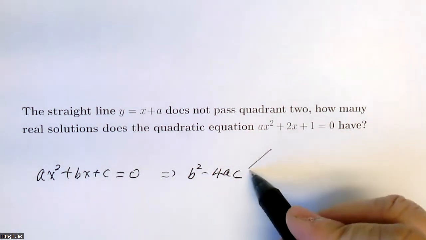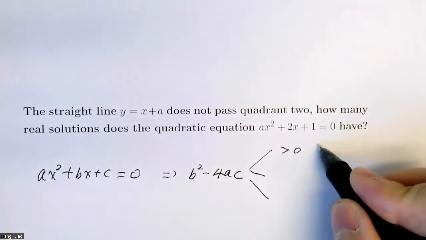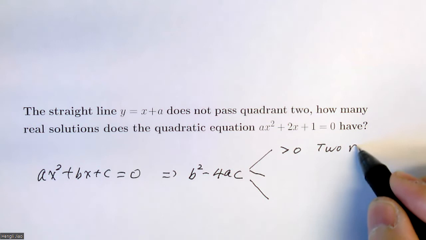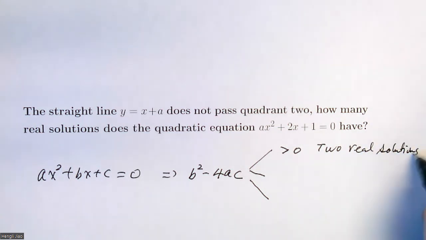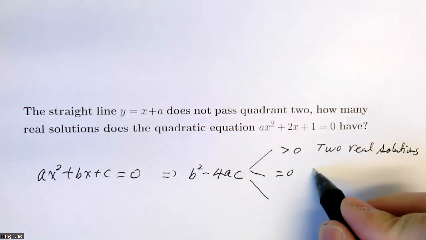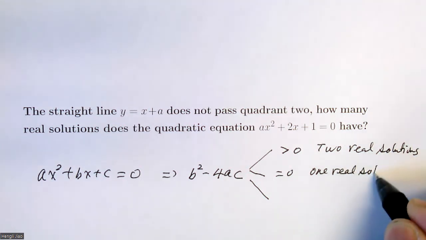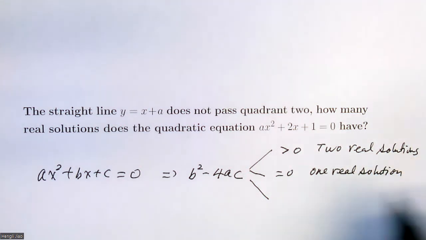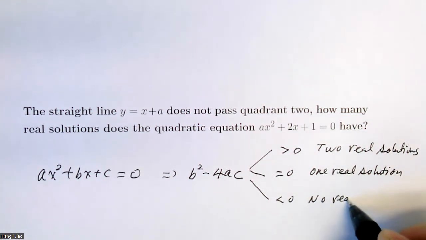Okay, so if this is greater than 0, you have 2 real solutions. And if it is equal to 0, that means just 1 real solution. If it is less than 0, no real solution.